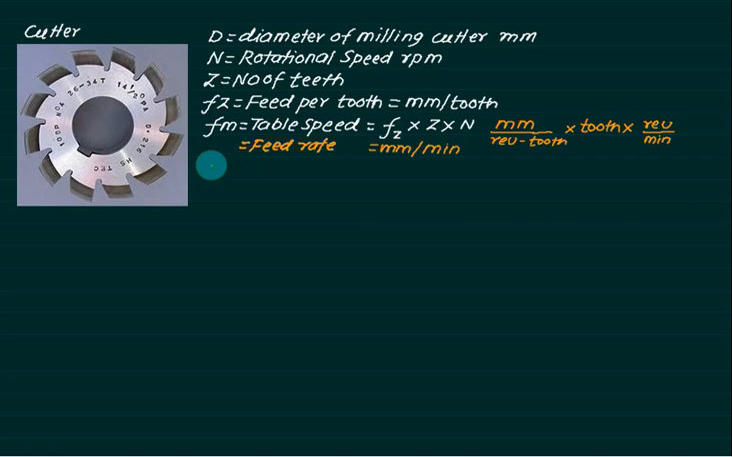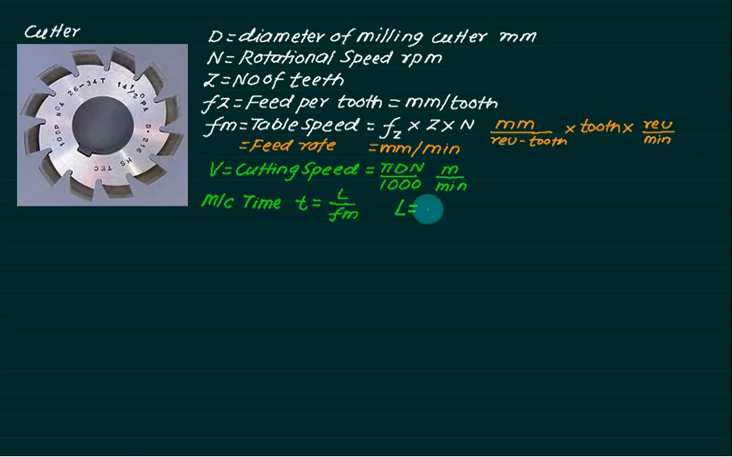The cutting speed V is given by pi D N by 1000 in meters per minute. Machining time is given as L divided by Fm. This is the same equation used for all processes. L upon Fm, where Fm is called table speed. The total length consists of the length of the job plus approach plus compulsory approach plus over travel. We have two types of compulsory approach. One is for end or face milling and the other is for peripheral or slab milling.